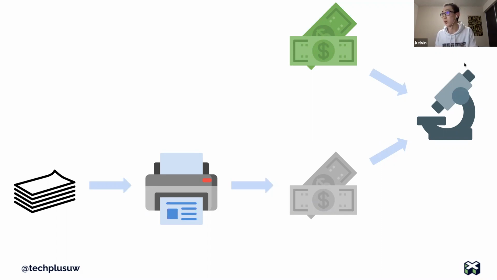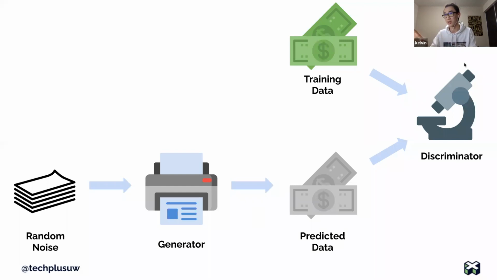Just for some more context, the paper as input to the printer is the random noise, which we'll get into. The GAN consists of a generator model and a discriminator model. The generator model is the printer, and the discriminator model is the microscope. We feed the random noise, or the paper, into the generator model, and then it prints out our fake money, or our predicted data, or our fake images.